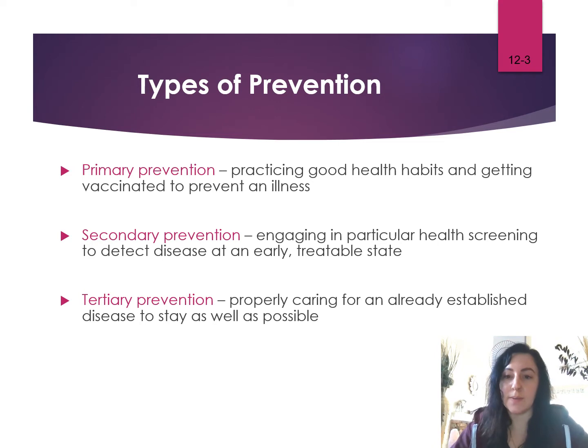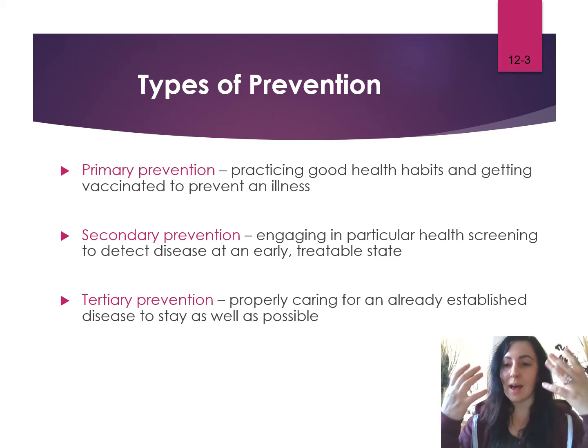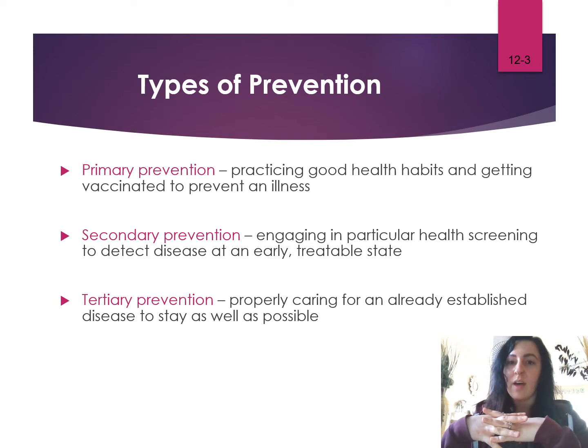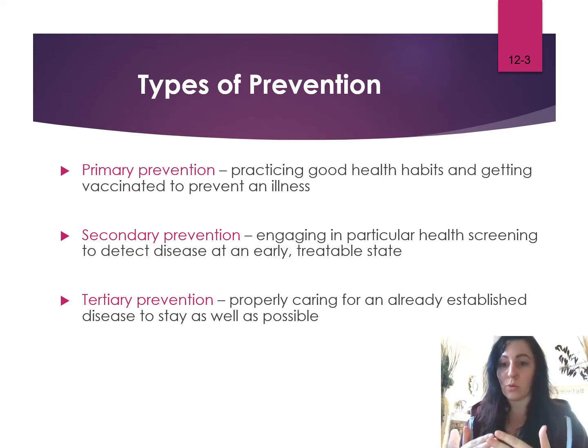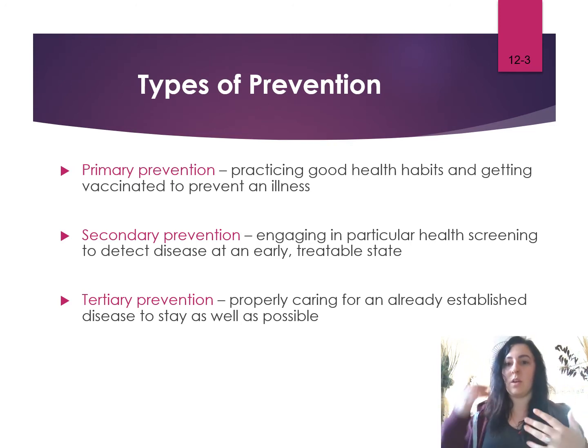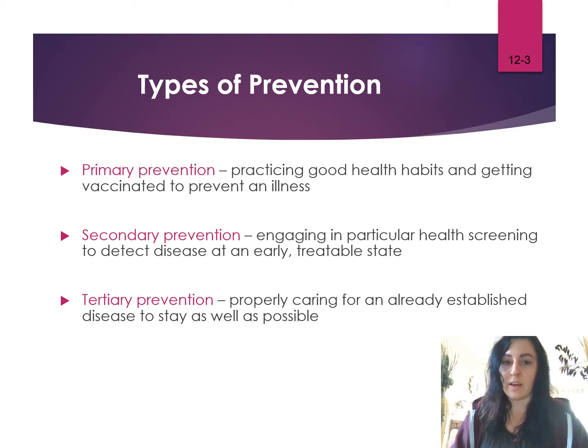So primary prevention is all about practicing habits or doing things that will help you prevent disease or anything like that from even happening, to just keep illness completely away from you. So some different things that you can do would count as primary prevention.